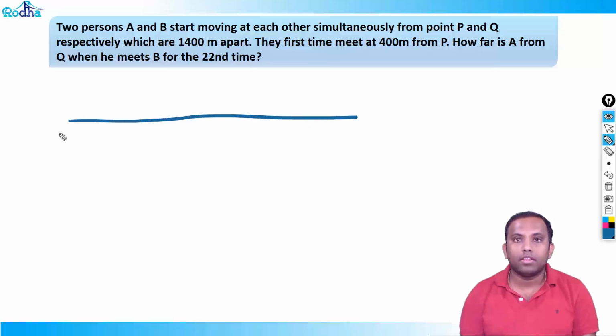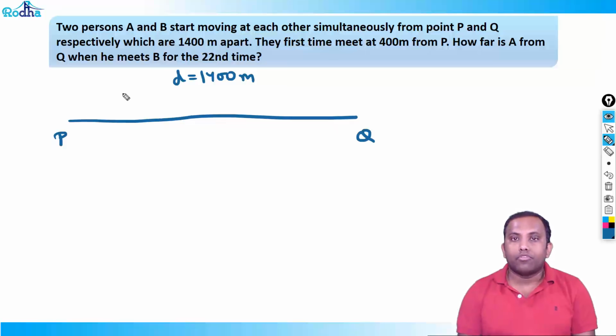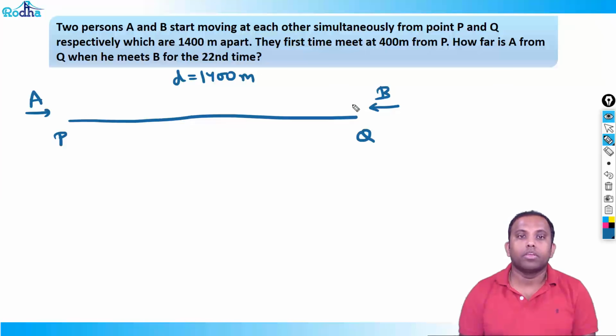So linear track, PQ, and this length of track is 1400, right? So D is equal to 1400 meters. And the first, A starts from P. So A starts from P and B starts from Q.